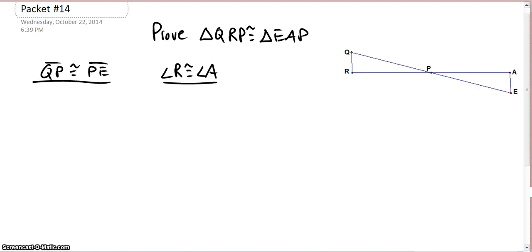Here is number 15 from our packet. Got my proof statement, my givens, and my diagram. Pause and copy that if you haven't yet. Triangle TSR congruent to triangle TAR is the goal. I've got ST being congruent to segment AT, and RT bisects angle STA.